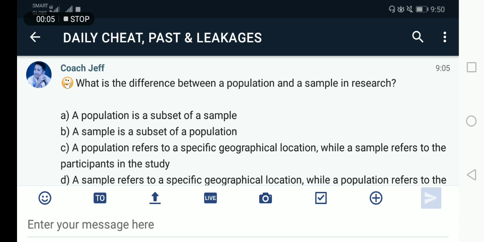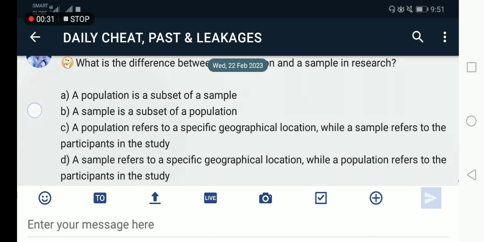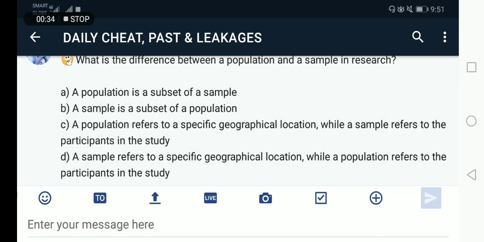What is the difference between a population and a sample in research? Okay, the question, top ones: what is the difference between a population and a sample in research? A, a population is a subset of a sample. B, a sample is a subset of a population. C, a population refers to a specific geographical location, while a sample refers to the participants in the study. D, a sample refers to a specific geographical location, while a population refers to the participants in the study.